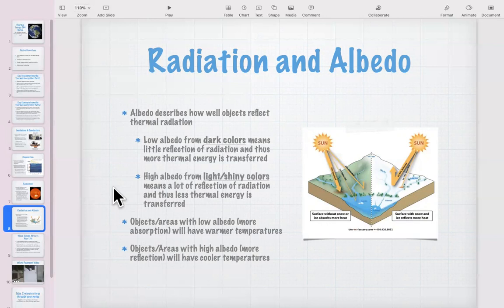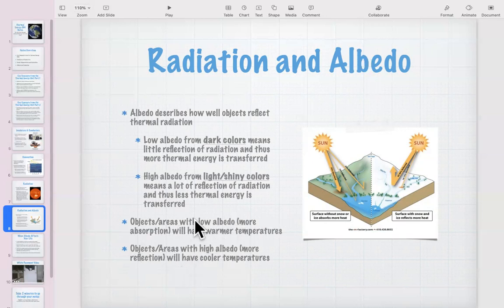And so high albedo from light, shiny colors means a lot of reflection of radiation and thus less thermal energy is transferred. So with all the snow, like on this side of the mountain, the radiation, the infrared waves, hit the snow, but because it's shiny or white and a light color, a lot of it gets reflected right back into outer space. And so objects and areas with low albedo, it means more absorption, will have warmer temperatures. And then objects and areas with high albedo will have cooler temperatures.